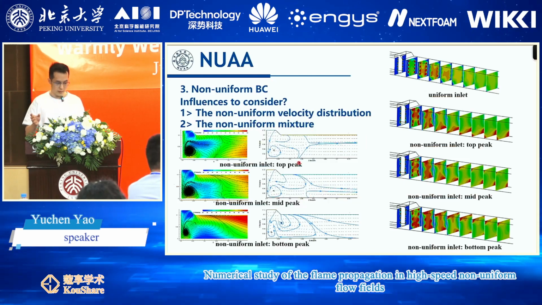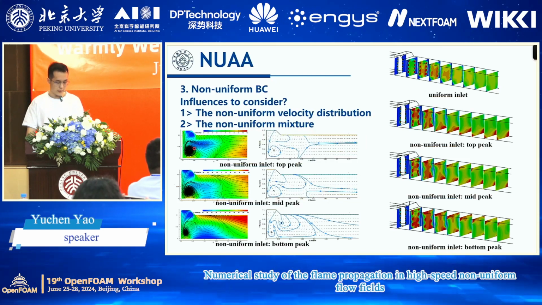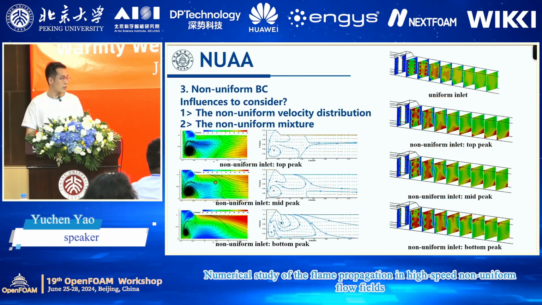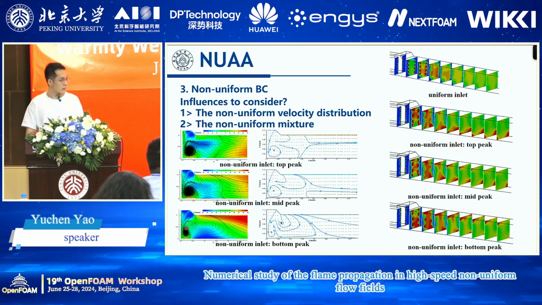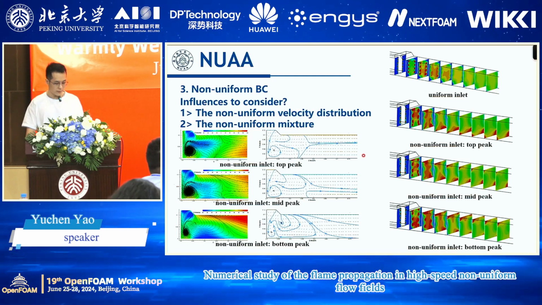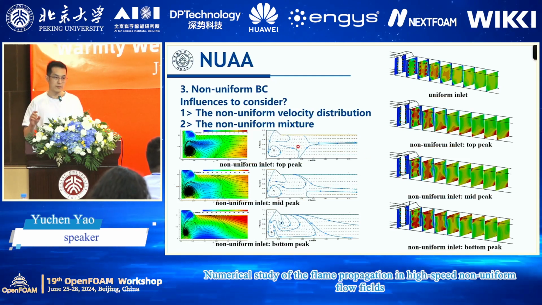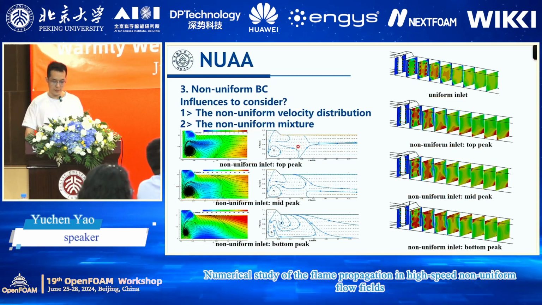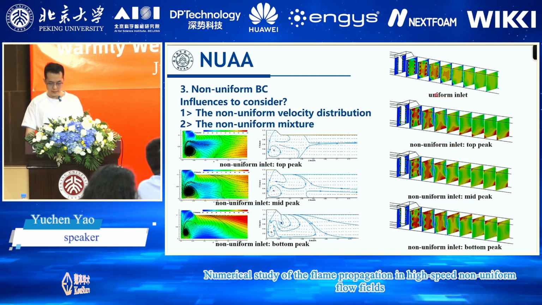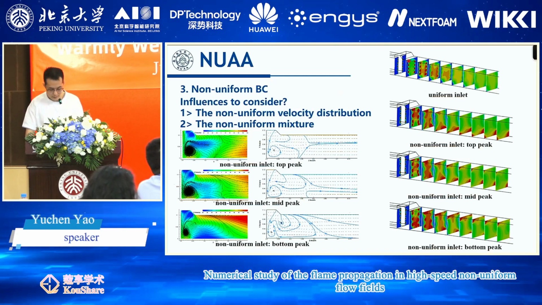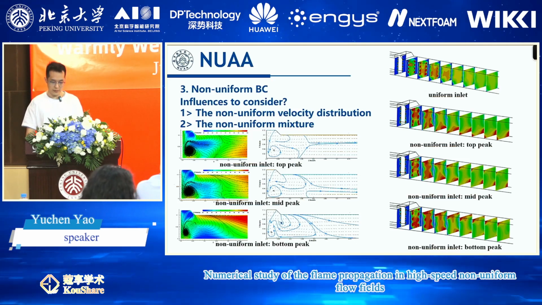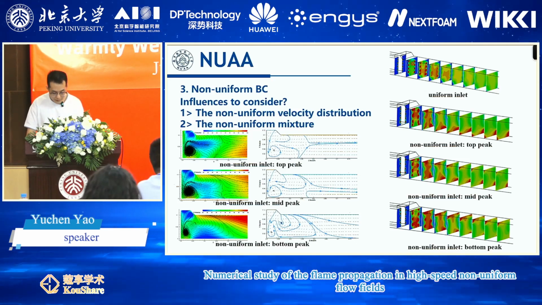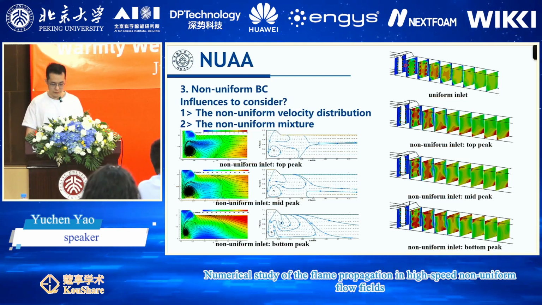The different non-uniform inlets can lead to different non-reacting flow fields. We can see the recirculation zone is very different because of the different position of the velocity peak. Besides, the fuel and air mixing is very sensitive to the non-uniformity.